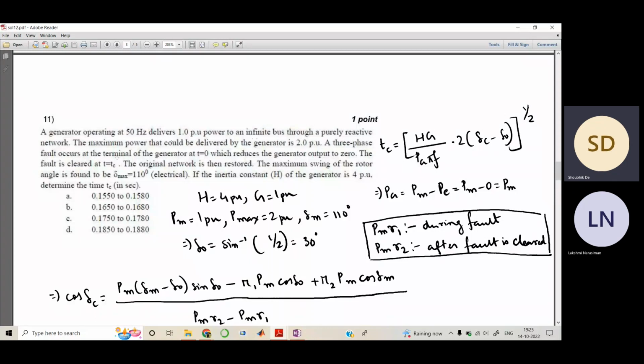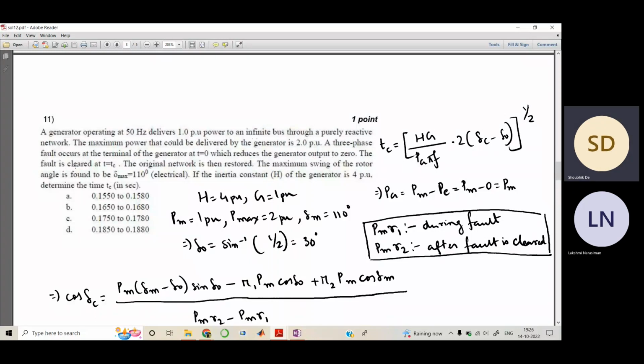Now a three-phase fault occurs at the terminal of the generator at t equals 0, which reduces the generator output to 0. This is very important. During the fault, your generator output becomes 0.